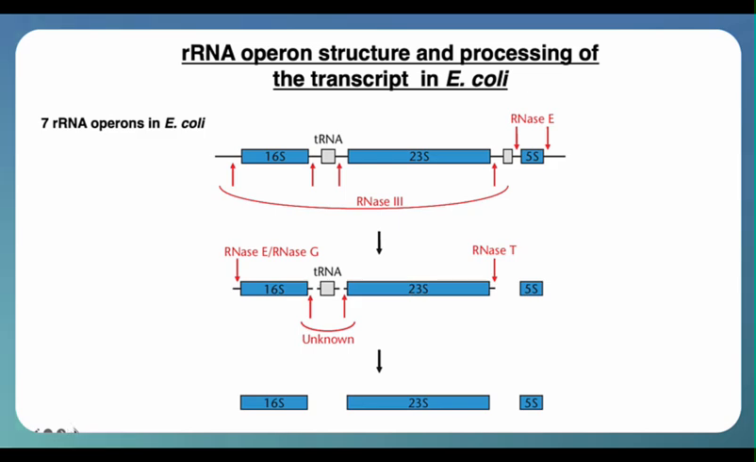First, I will explain the transcription of the E. coli ribosomal RNA operon. In E. coli, there are 7 ribosomal RNA operons, all of which have similar structures. Long RNAs transcribed from the operon are fragmented by ribonuclease E, ribonuclease G, ribonuclease T, etc. Finally, this long transcript is processed into 16S ribosomal RNA, 23S ribosomal RNA, 5S ribosomal RNA, and transfer RNA.